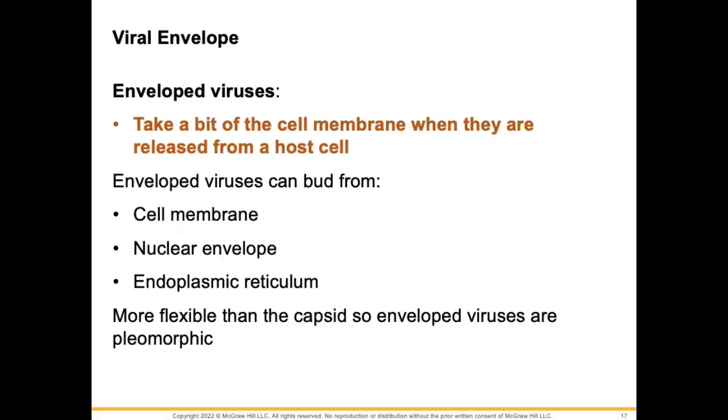So the viral envelope, like I said, takes a bit of the cell membrane when they are released from the host cell. Enveloped viruses can bud from the cell membrane, the nuclear envelope, or the ER, endoplasmic reticulum. The envelope makes these viruses a little bit more flexible. So sometimes they can be pleomorphic, or kind of oddly shaped.